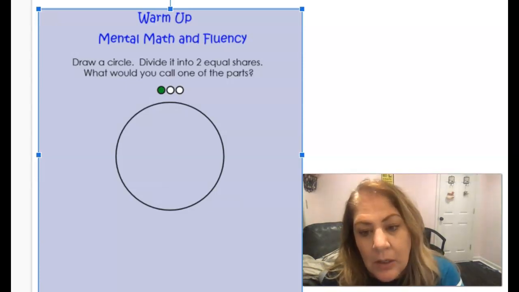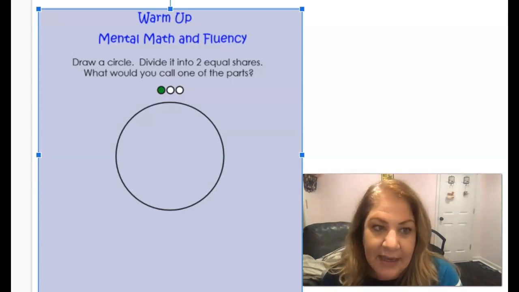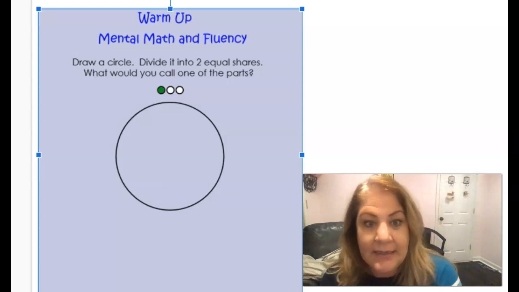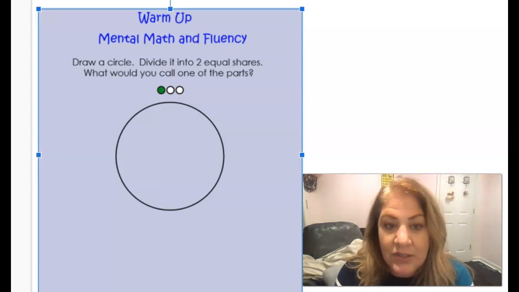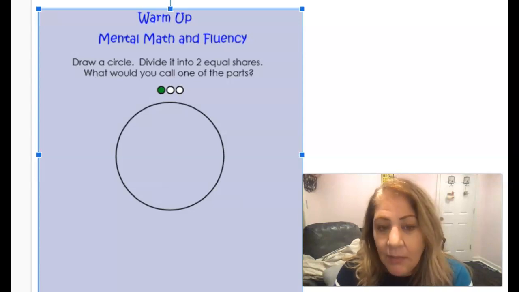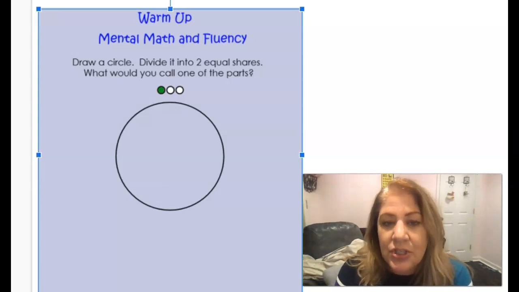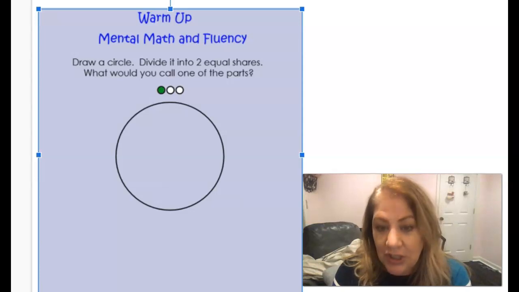Today we're going to be telling time to the half hour. This is lesson 8.8. The first thing I want you to do is get a piece of paper and draw a circle on it. And I want you to divide that circle into 2 equal shares.